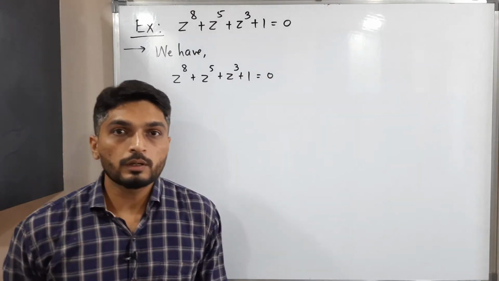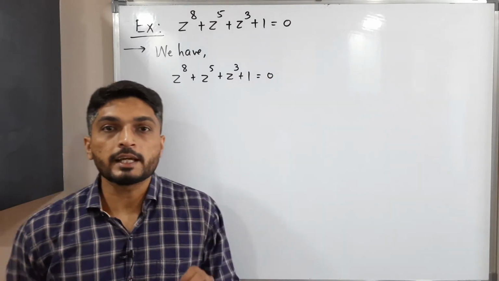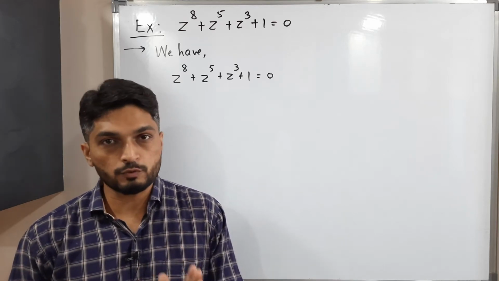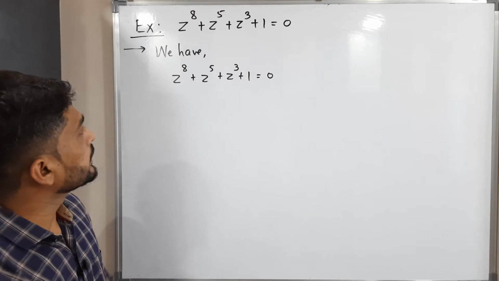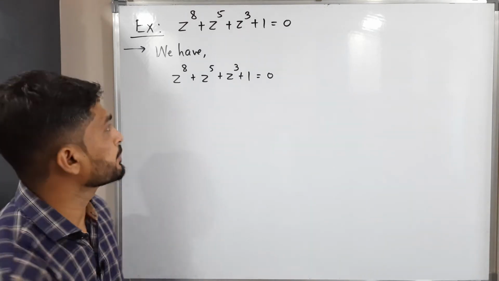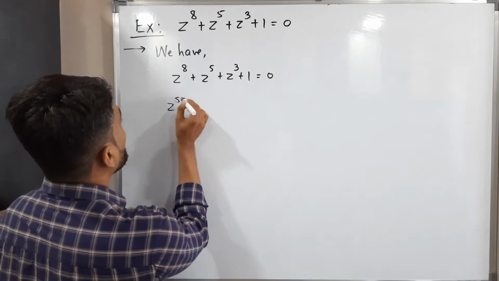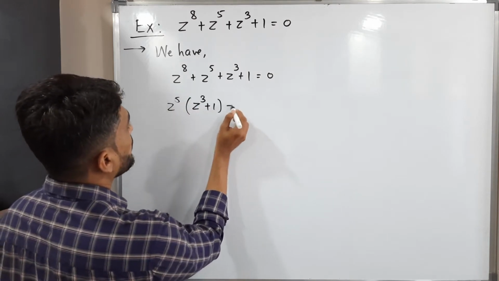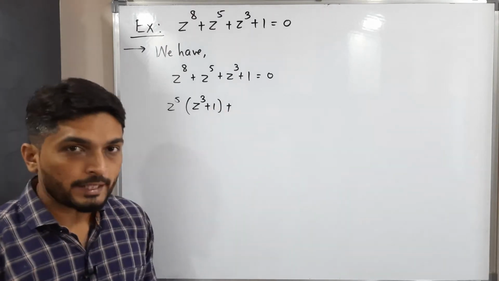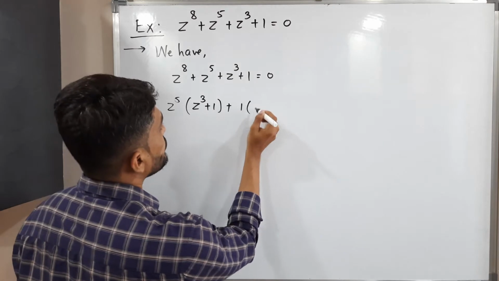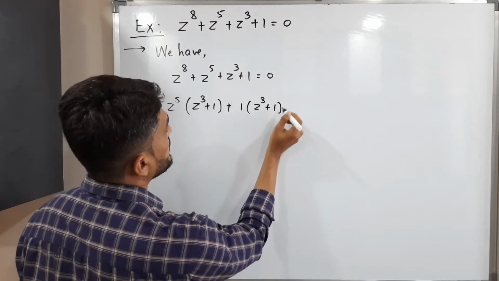Okay. So here the highest power of z is 8. So obviously it will have 8 distinct roots. Okay. So let us start to find. What will I do? See, from the first two terms, we can take z raised to 5 common. So let me write here z raised to 5 in bracket. If you take z raised to 5 common, you will have z cube plus 1. And from the next two terms, we cannot take anything common, so obviously 1 we can write as a common term. So we will have again z cube plus 1 is equal to 0.